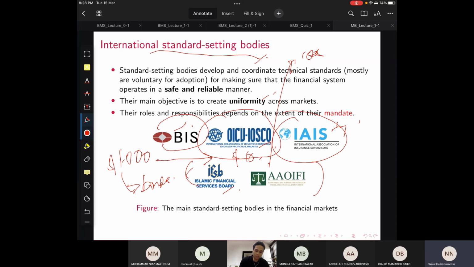The IFSB will come up with their own standards, but these standards are basically in line with these three big organizations. They probably introduce some of the features that are needed for Islamic banks, right? Because of the different requirements that we have in Islamic banks in terms of Sharia compliance, right? We cannot engage in too much uncertainty, right? Gharar and so on, right?